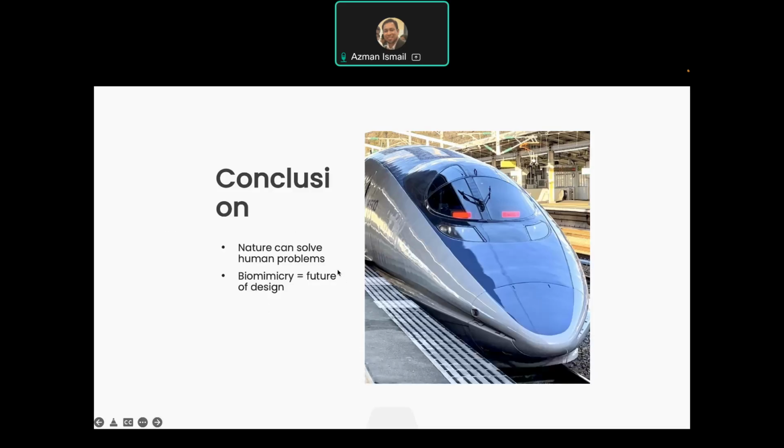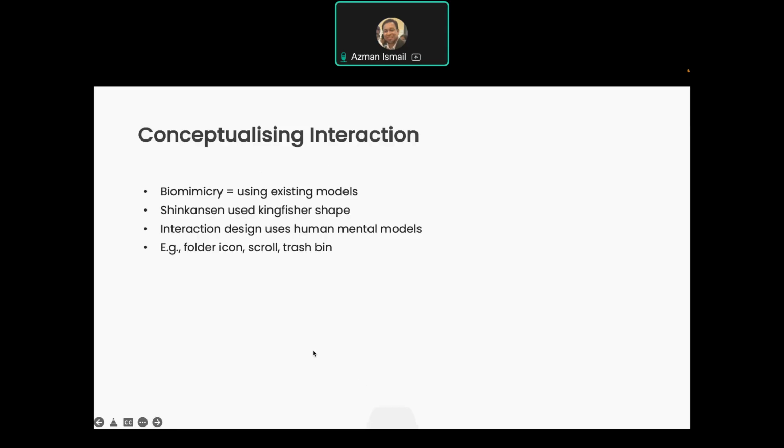Okay, so this is the new one based on the kingfisher beak. Okay, the conclusion, what I can say here, nature can solve human problems. Biomimicry is one of the futures of design. So you can see how the Japanese solved the problem. And then when we talk about conceptualizing interaction, actually biomimicry uses an existing model, Shinkansen uses the kingfisher shape, interaction design uses the human mental model, something that you can understand, the folder, the icon, the scroll, also part of the conceptual interaction that we use today.